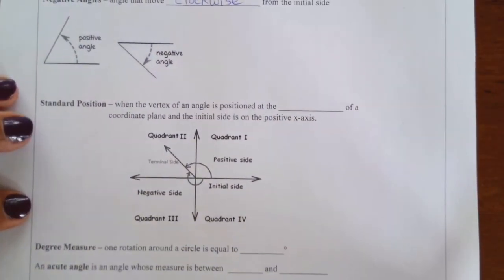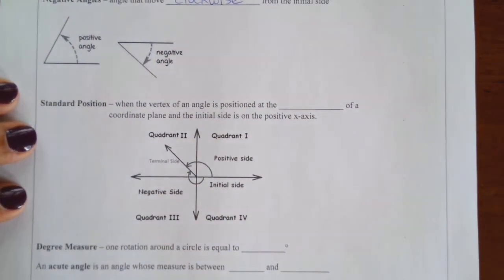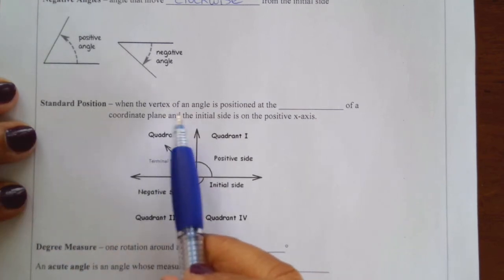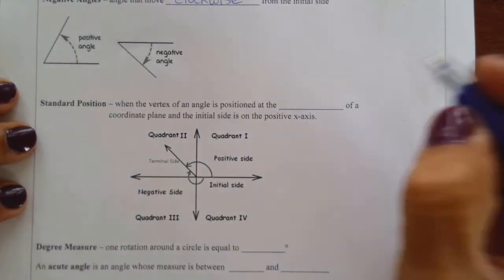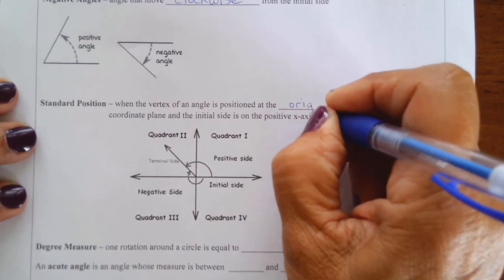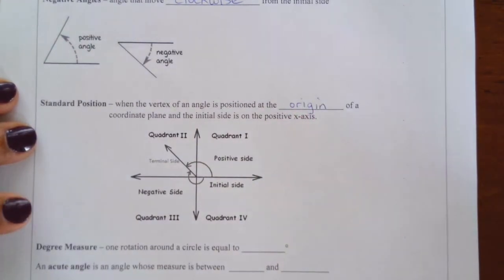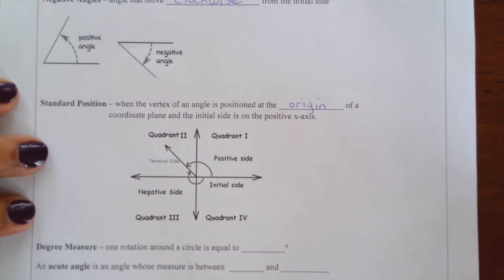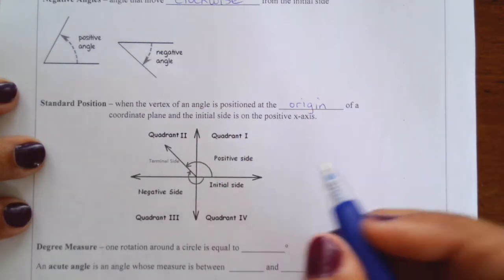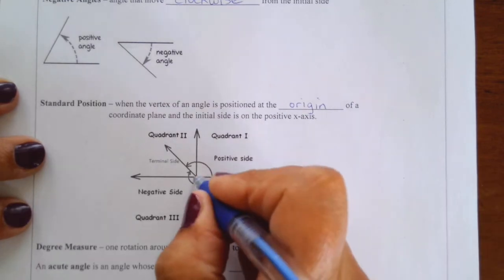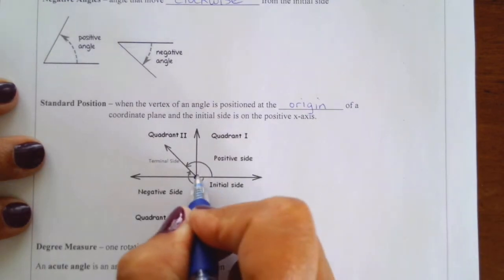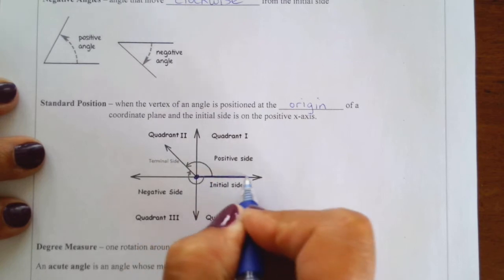All right, so now, after we have the rotating of this angle, we then put that angle in what we call standard position. Standard position is when the vertex of an angle is positioned at the origin, at that point 0, 0 of the coordinate plane, and the initial side is always the positive x-axis. There's a lot of words here, so I just want to make sure you understand. Here's the vertex at the origin, and this is the initial side.